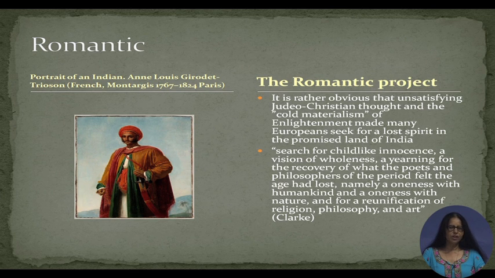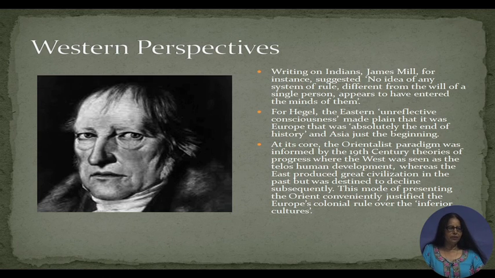So, this search for a childlike innocence, a vision of wholeness, a yearning for the recovery of what the poets and philosophers of the period felt the age had lost, namely a oneness with humankind, a oneness with nature, and a reunification with religion, philosophy and art, sent several scholars on an Eastern journey. Now, what was the image of the East and the West held by the major thinkers of the West until recently?